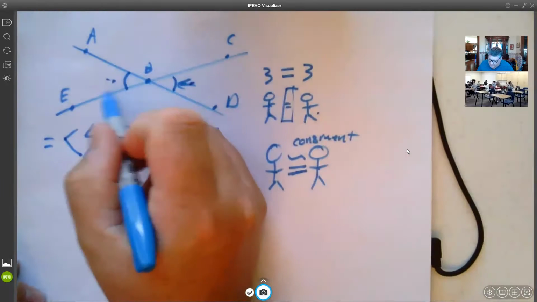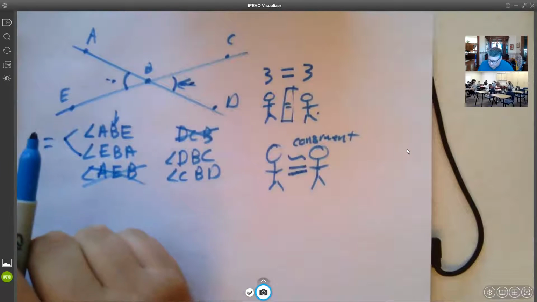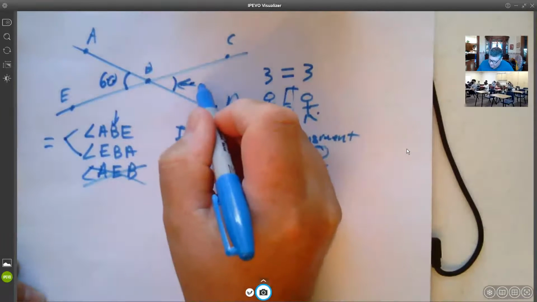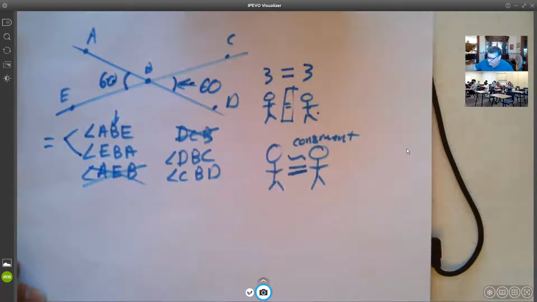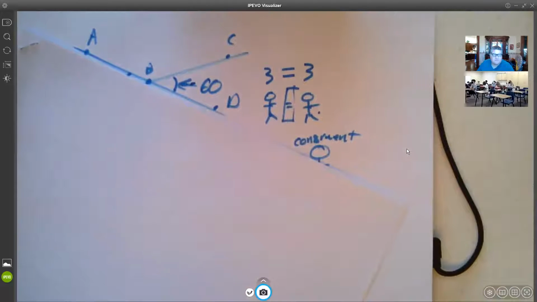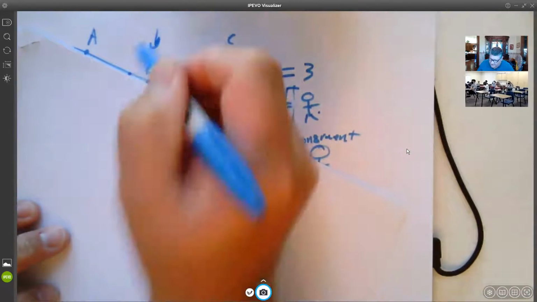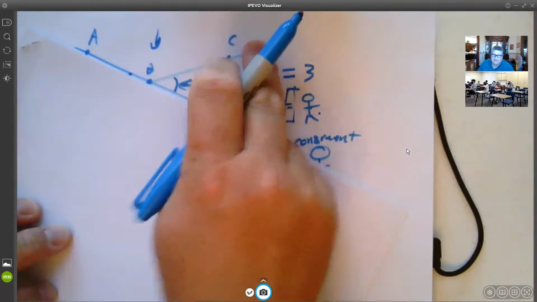So somebody estimate how big this angle is. Just an estimate. I heard 60. So how big is this one? 60. Good. Now, here's another question. Does ABD make a straight line? Yeah, ABD is a straight line. So somebody tell me how big this angle ABC is.